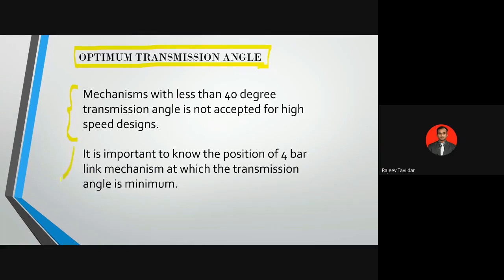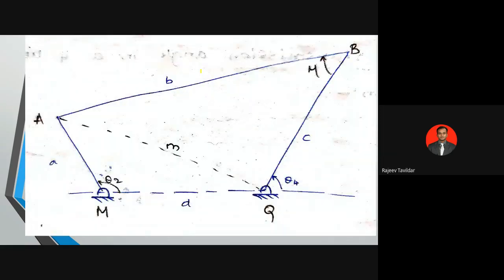The second point is we need to know the position of that particular 4-bar link at which the transmission angle is minimum. Whenever the transmission angle is minimum, what is the position of the 4-bar linkage? So with these two objectives, let us study the optimum transmission angle. I wish you would note down this diagram. This is the starting point of the derivation to get the optimum transmission angle.